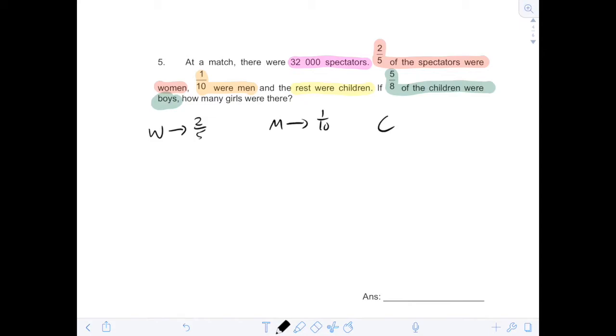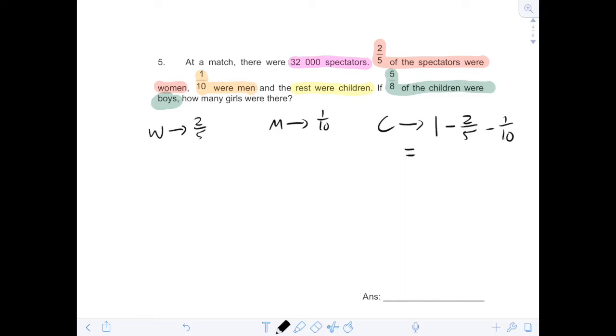Okay, now to find how many children there were, first we have to take 1 whole minus the women minus the men. So you should have something like this: 1 minus 2/5 minus 1/10, which is the men.